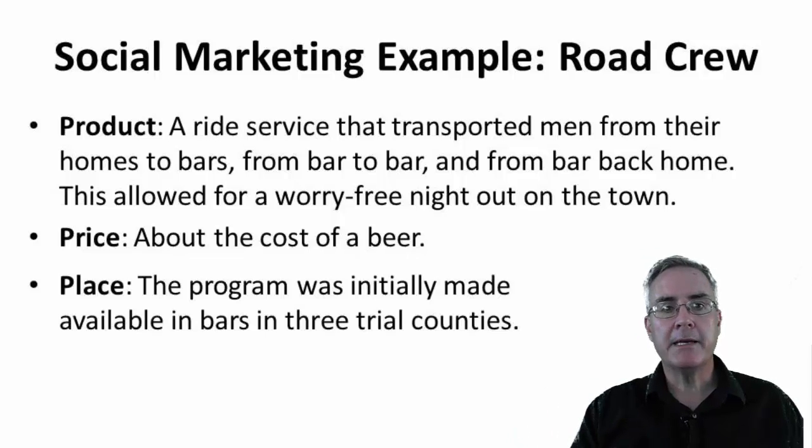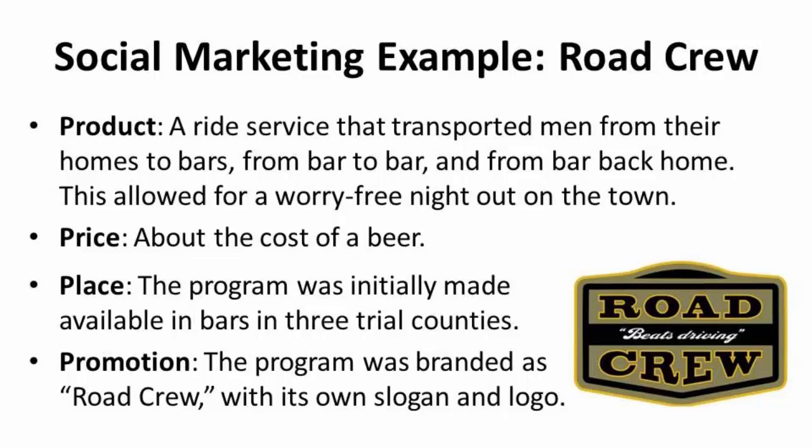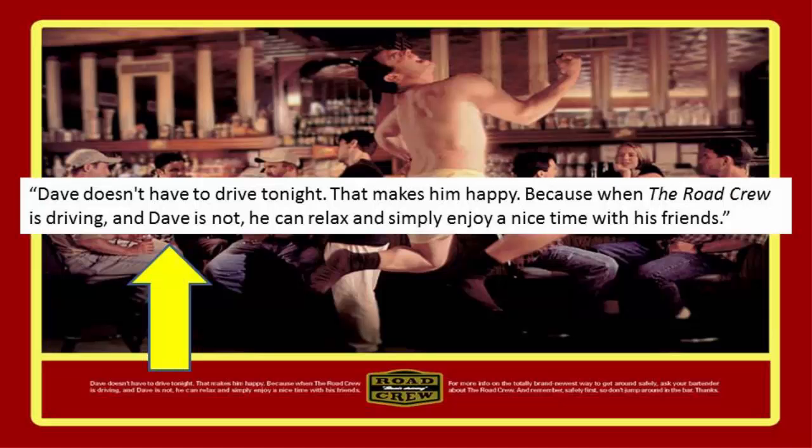With regard to place, the program was initially made available in bars in 3 trial counties. Promotion activities were numerous. For example, the program was branded as Road Crew with its own slogan and logo. Here's an example of one of the promotional messages. In this ad, we see a drunk guy having a great time in a bar. The print to the left says, "Dave doesn't have to drive tonight."